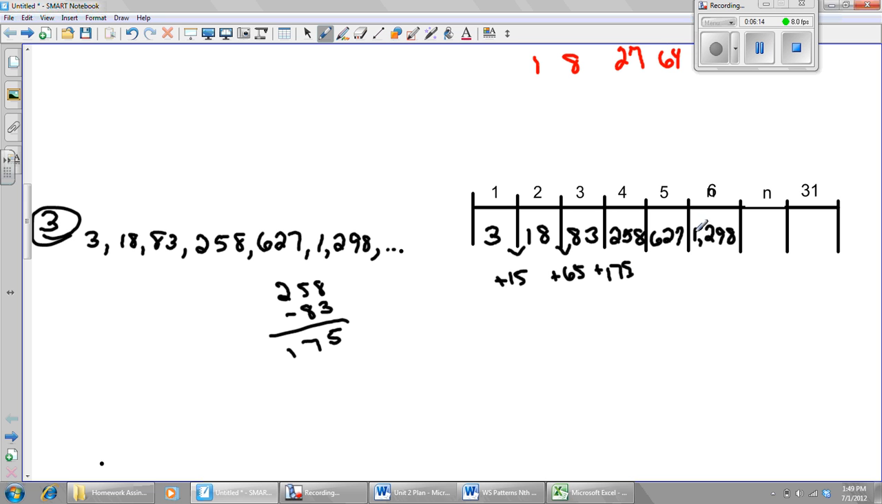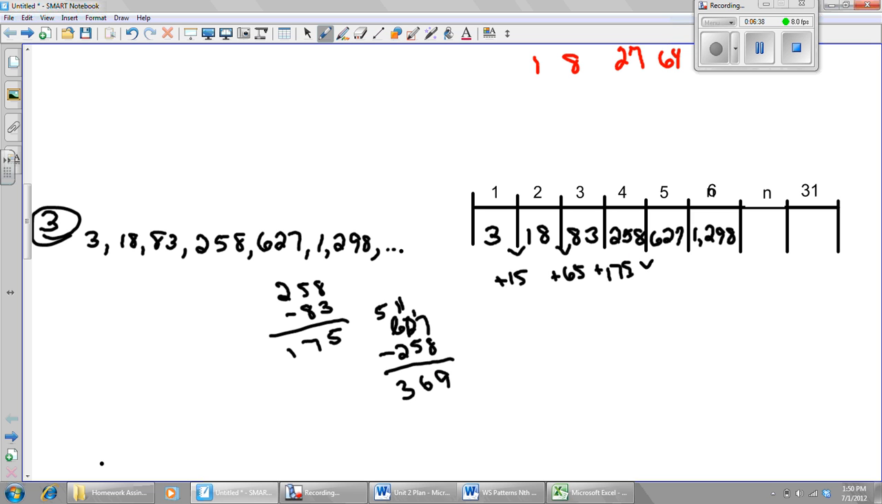Now I have 627 minus 258. I'm going to have to do a little borrowing. 17 minus 8 is 9, and that becomes a 5 and 11, so we get a 6. We're going to get 369.